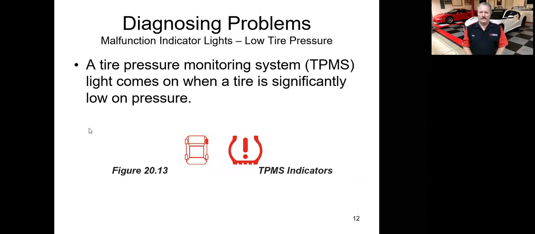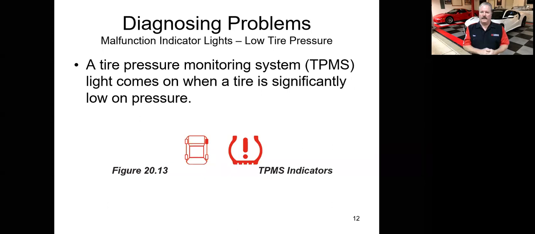Tire pressure monitoring system, TPMS, comes on if a tire is significantly low. If that comes on, you might want to check your tire pressure immediately. Always have a tire gauge in your car. That's always a good thing to have in the glove box. It's an extra tire gauge.